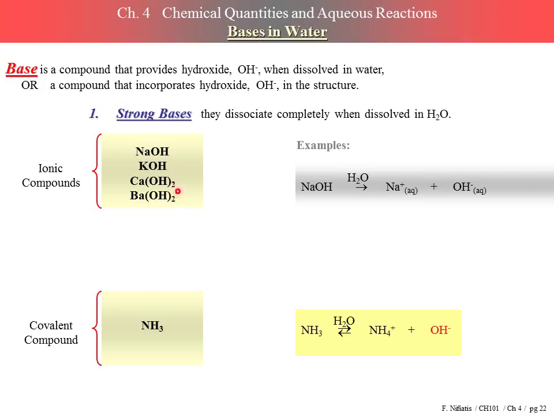When it comes to the ionic bases, look at the ionic solubility table to see whether you are dealing with a strong base or not. If it comes to the ammonia, you need to remember that it's a weak base.